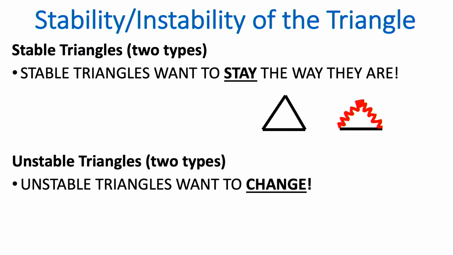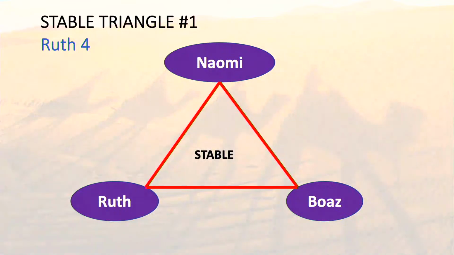Here are two unstable triangles, and these two unstable triangles want to change. These two people don't get along, but they get along with this third person. This third person's caught in the middle. In this situation, nobody gets along with anyone else. So stable triangles want to stay the same. Unstable triangles want to change. Good. Okay, this is good.